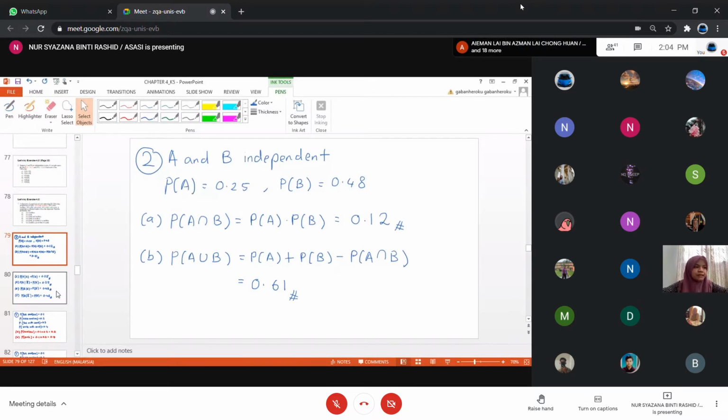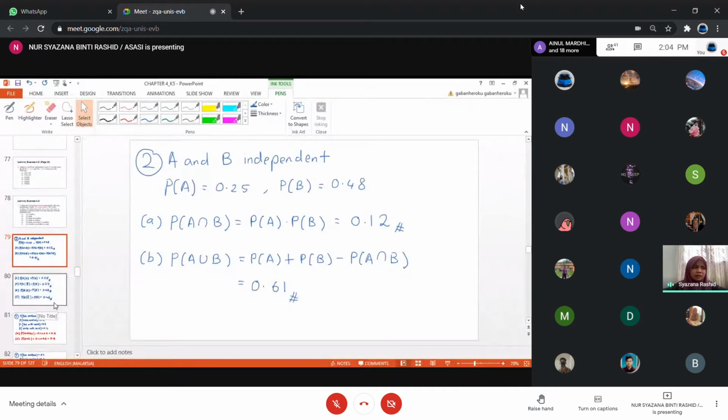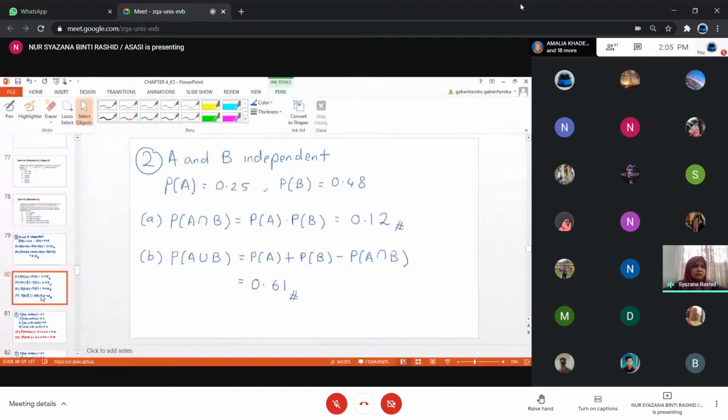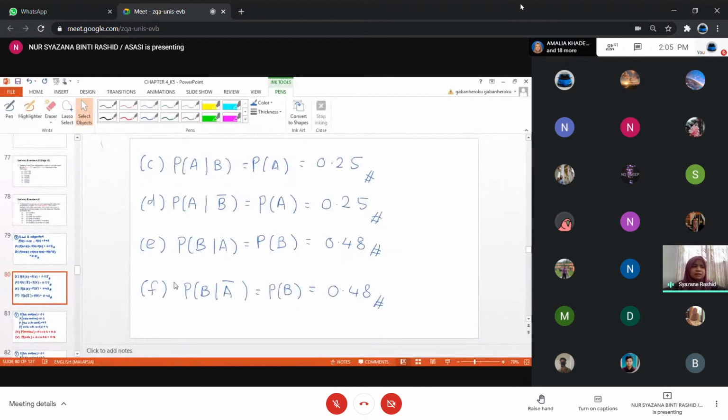Okay, that is B. If you think something is wrong with my calculation or you need me to explain more, just let me know. And for the rest, C, D, E, F, all the questions ask about conditional probability. If you notice, I'm not using the conditional formula. For example, in C, finding the probability of A given B is equal to the probability of A. Why do I do this? Because of the statement that A and B are independent. This is true when A and B are independent.